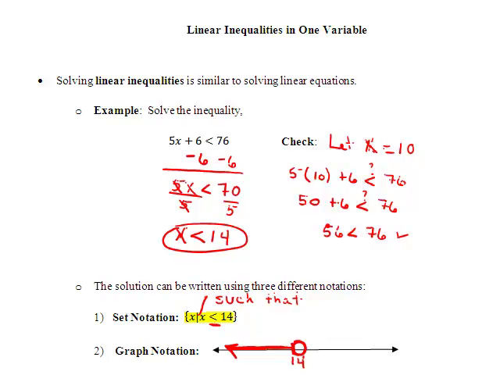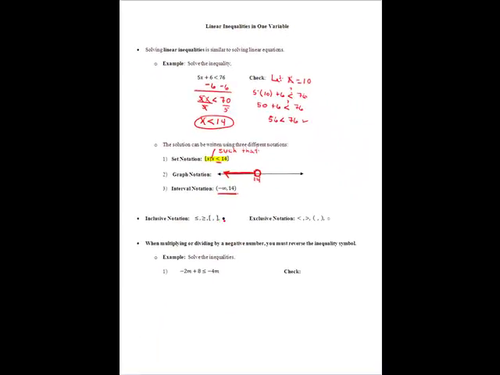And so just to review inclusive and exclusive notation, whenever your inequality is greater than or equal to, or less than or equal to, we always want to use brackets on our interval notation, or a solid point on our graphing notation. When we have an exclusive, that's strictly greater than or less than, we want to use parentheses on our interval notation and an open circle when we're graphing. The exception to that is we will always use parentheses when we talk about positive or negative infinity. So that's how you solve a linear inequality.